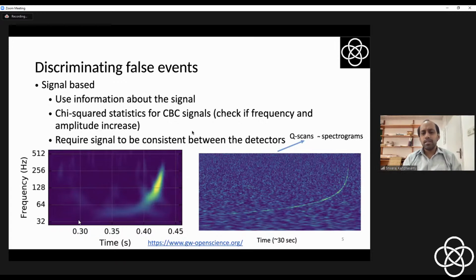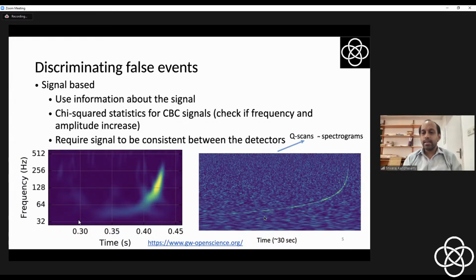For example, for the CBC signals, we know that the frequency and the amplitude of the signal should increase as time evolves. So we can use that property to differentiate between a CBC signal and random fluctuations. Here on the bottom, there are two plots. One on the left is the binary black hole signal in the frequency-time spectrogram. On the right is a binary neutron star signal in the frequency-time spectrogram.